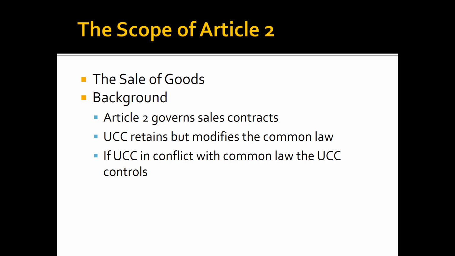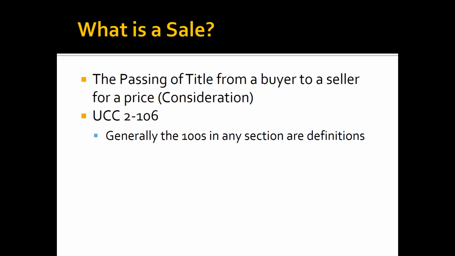If there is a conflict, unless the states are given an option or the states don't adopt that section, the UCC controls and modifies or sometimes abolishes the common law rule. So the first thing we need to do is think about the sections. Now, I want to give you a little bit of background on the way it's numbered.